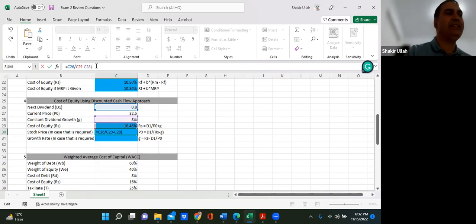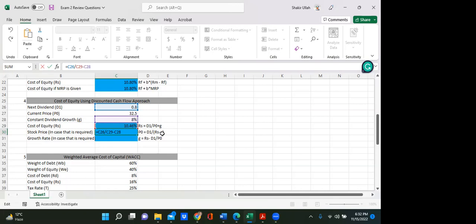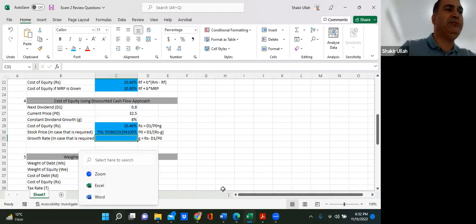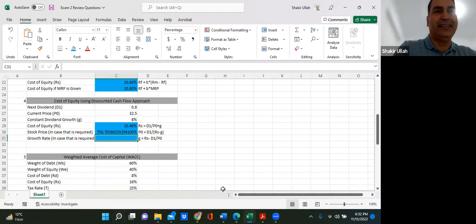Yeah, you will have to look at the formula. Now, in this case, it will do the division first, and then the G will be subtracted from the answer of the division. Correct. And if we do that, we're going to get a wrong answer. You see, the price comes out to be $756 if we do it that way.